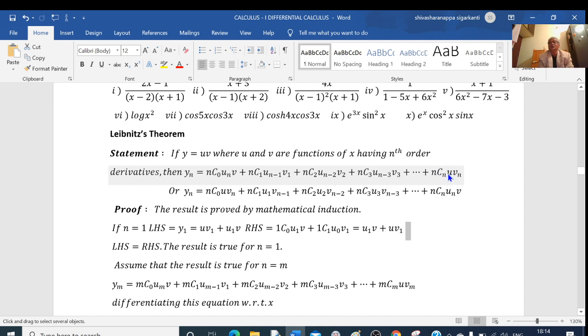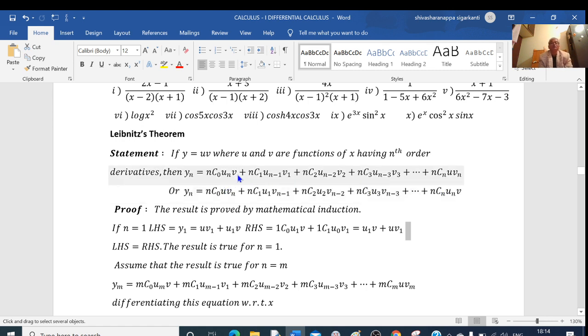last term nCn, this is equal to 1, into first derivative of u, nth derivative of v, or if I interchange u and v, I can write y_n like this also. nC0 u v_n plus nC1 u_1 v_{n-1} plus nC2 u_2 v_{n-2} plus nC3 u_3 v_{n-3} plus nCn u_n v. Okay, like this also we can write.